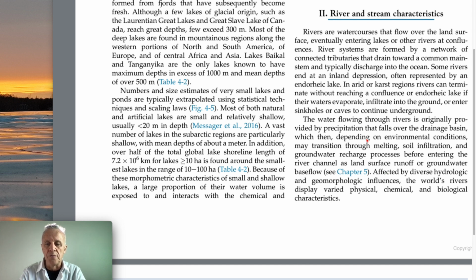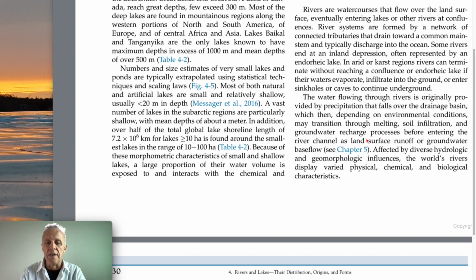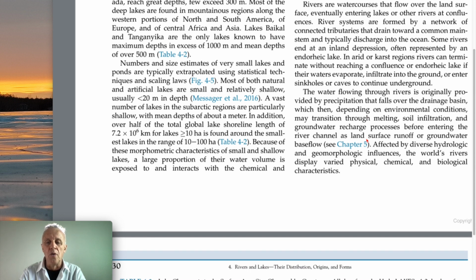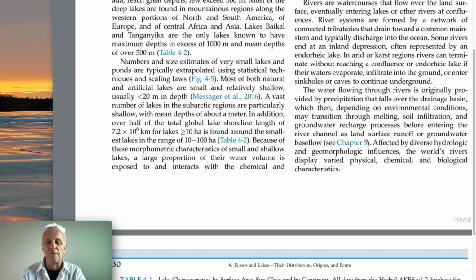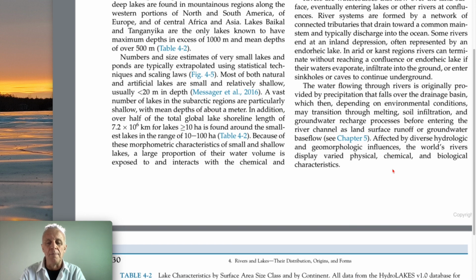In arid or karst regions, rivers can terminate without reaching a confluence or endorheic lake if their waters evaporate, infiltrate into the ground, or enter sinkholes or caves to continue underground. The water flowing through rivers is originally provided by precipitation that falls over the drainage basin, which then, depending on environmental conditions, may transition through melting, soil infiltration, and groundwater recharge processes before entering the river channel as land surface runoff or groundwater-based flow.